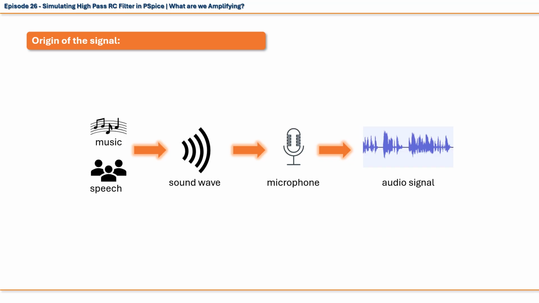You can already guess that a speaker does the opposite thing to the microphone. It converts an electrical signal into a sound wave that we can hear and listen to. To summarize, in almost all instances the microphone is what generates the original audio signal that we are later going to amplify and process. Simple enough.